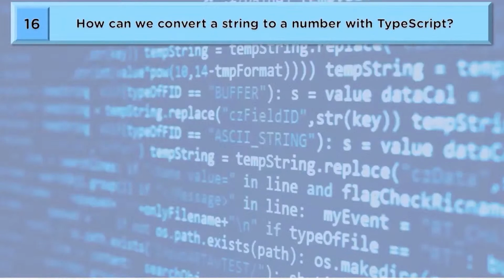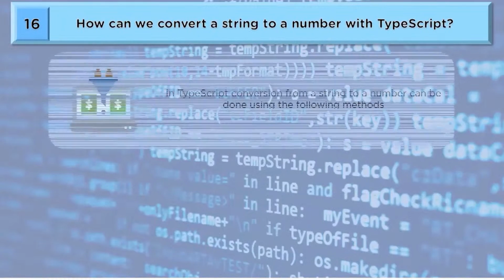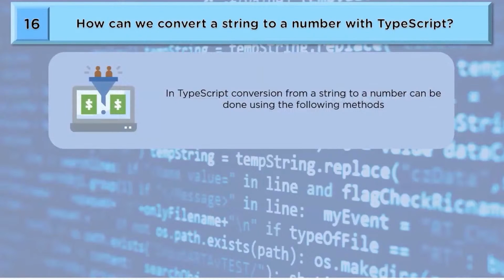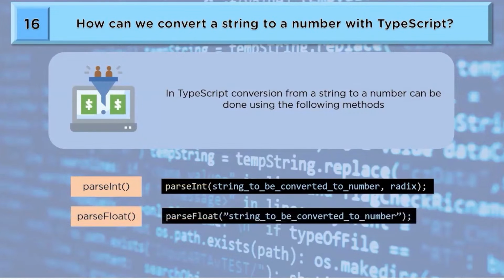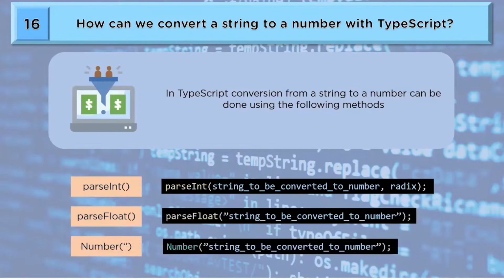How can we convert a string to a number with TypeScript? In TypeScript, conversion from a string to a number can be done using the following: parseInt method, parseFloat method, and Number method.